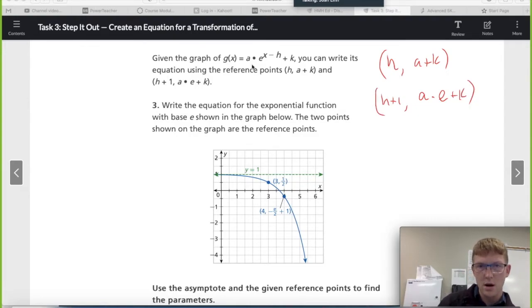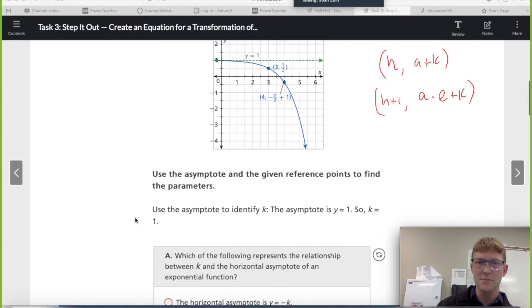So we've got our reference points. We've got our first one, which is right here. That's our first reference point because it's got a 3. And then we've got a 4, so our h and our h plus 1. So our reference points need to be 1 x apart, at least for these functions.